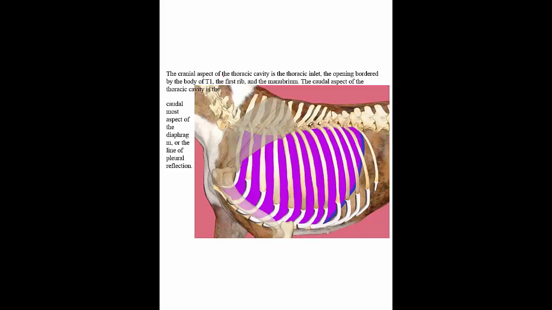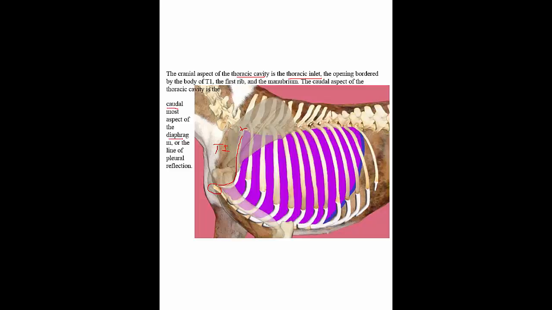The cranial aspect of the thoracic cavity would be the thoracic inlet. The thoracic inlet is the opening bordered by the body of T1, the first rib, and the manubrium. So this is the thoracic inlet. That is the entry into the thoracic cavity. This blue shaded area is the thoracic cavity.